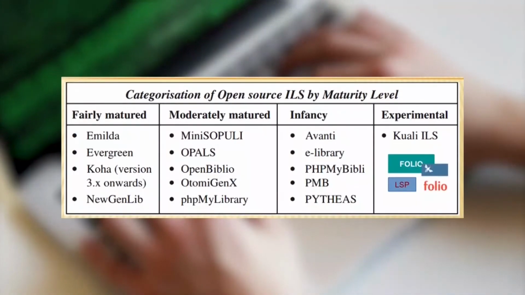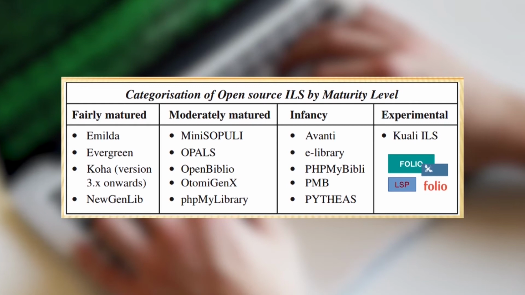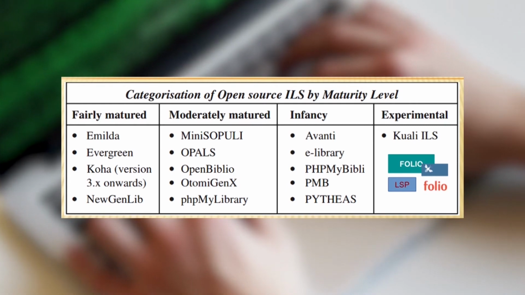So as we are very much interested in open source ILSs, let us take a look at the different open source ILSs available. You can go through the slide, and here at the top of the slide, I have categorized them. There are many open source ILSs available. I have categorized them initially into 4 groups: fairly matured, moderately matured, infancy, and experimental. In the fairly matured group, I have given them alphabetically.